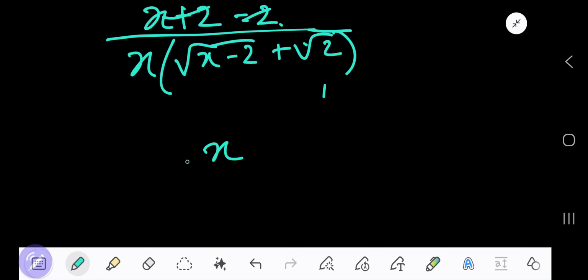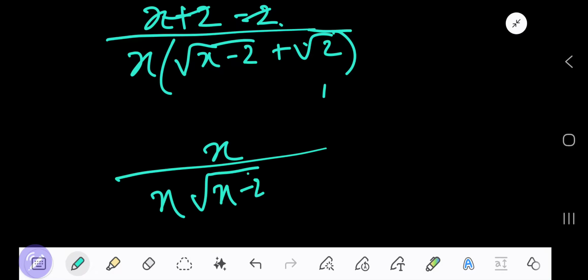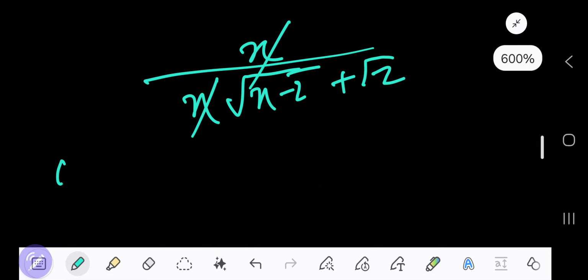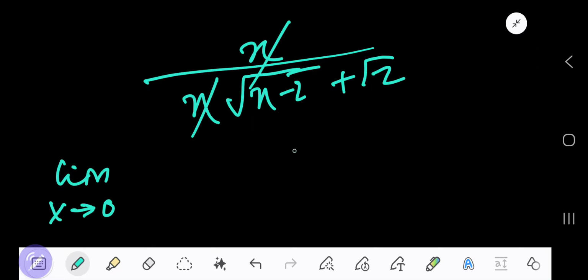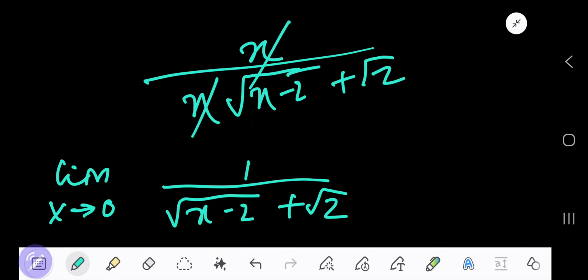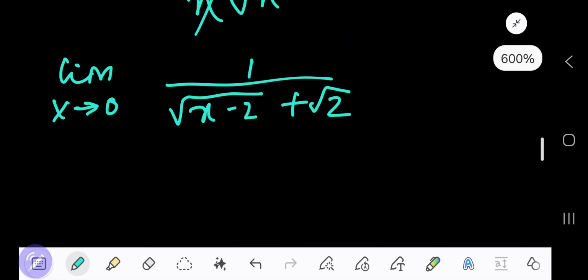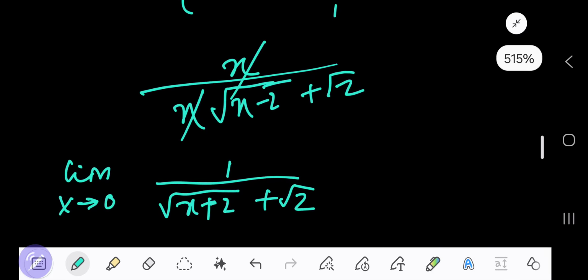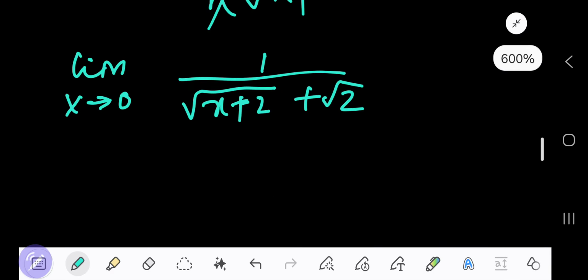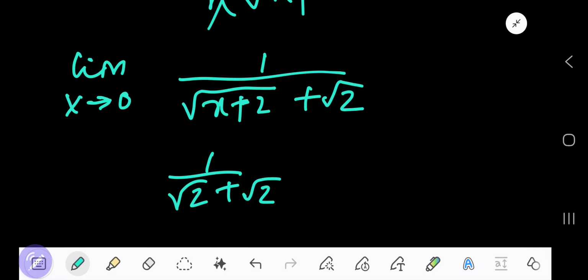So all we're left with here is x divided by x times root x plus 2 plus root 2, and x cancel. So we're left with the limit as x approaches 0 of 1 divided by root x plus 2 plus root 2. Now we can plug in the values. So root 0 plus 2 is root 2, so it's root 2 plus root 2, which is just 1 over 2 root 2. That's the answer.